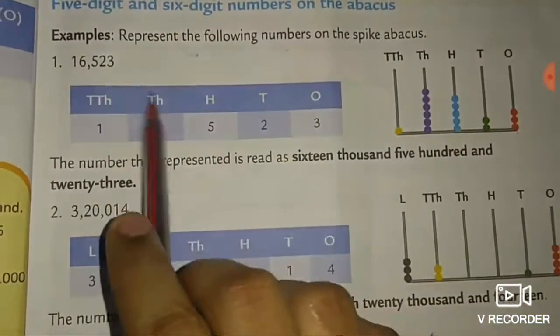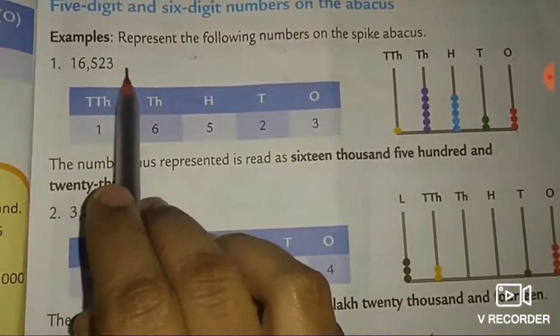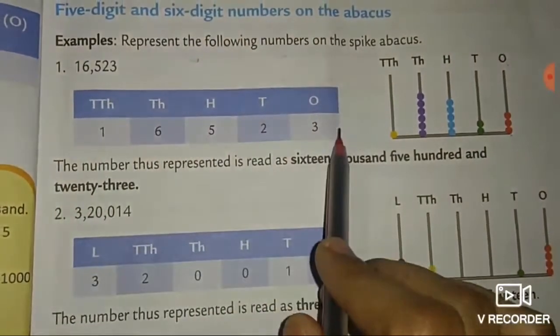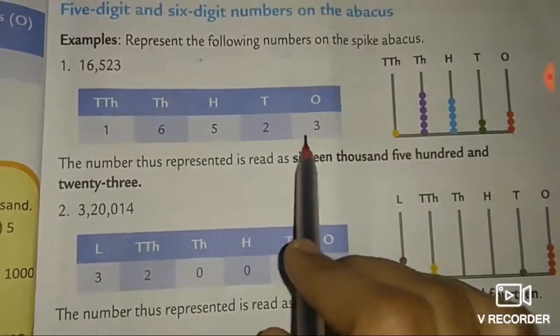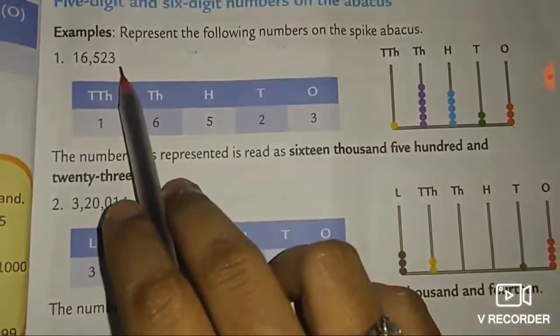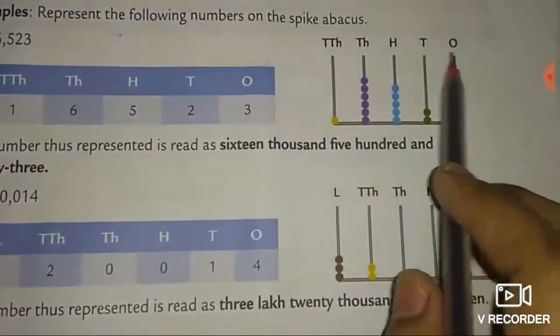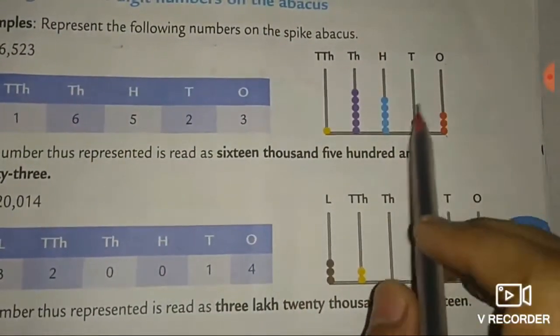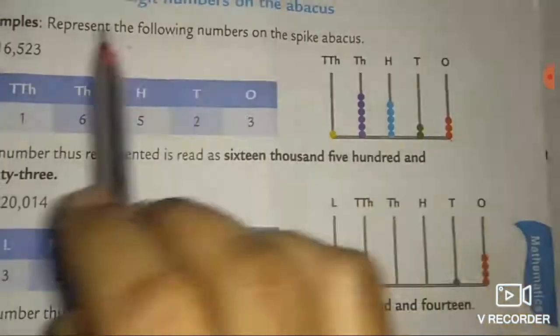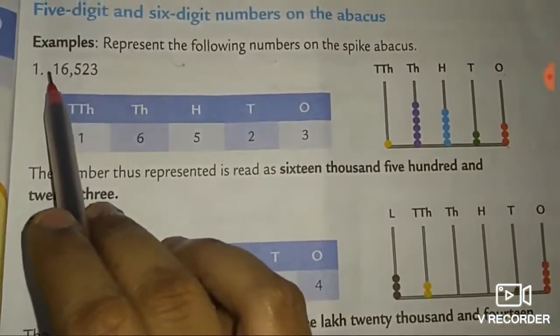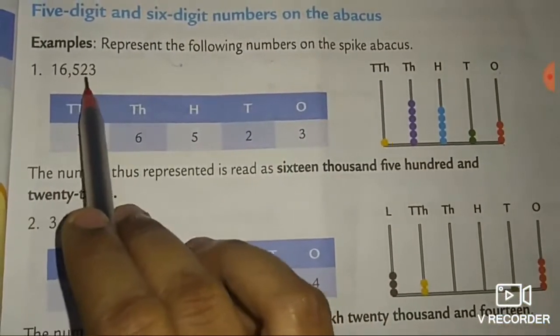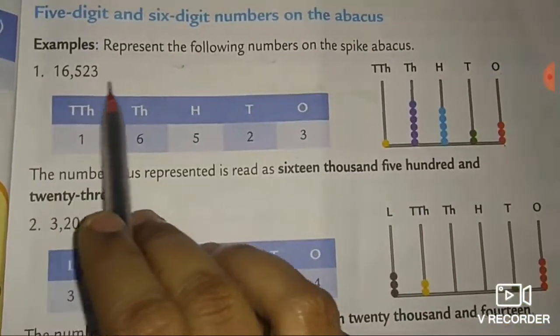See here, the number is 16,523. First find the place value of all the digits in the table. Next, transfer this number to the abacus. Draw one abacus and write the place value on each line: ones, tens, hundreds, thousands, ten thousands, because the last digit of this number is in the ten thousands place.